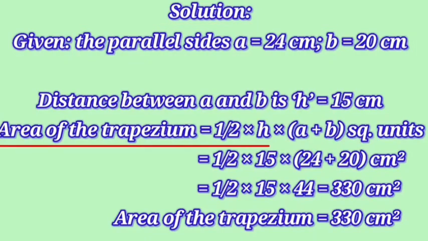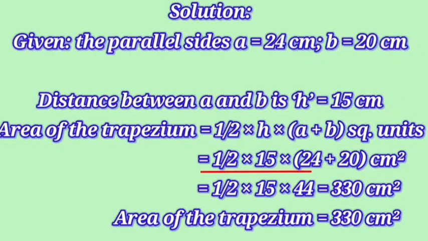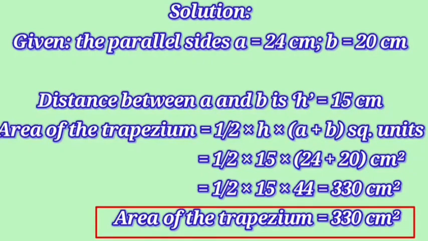The area of the trapezium is half times h into a plus b square units. By substituting the values of a, b and h, we get half into 15 into 24 plus 20 centimeter, which is equal to half into 15 into 44, which is equal to 330 centimeter squared, which is the required area of trapezium.